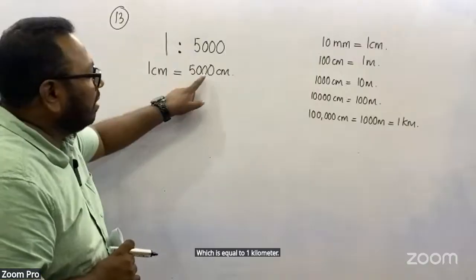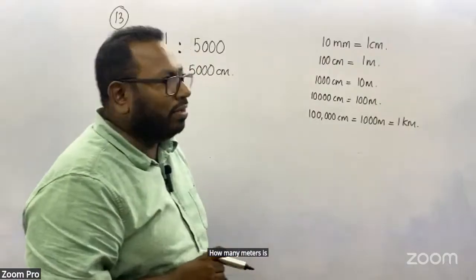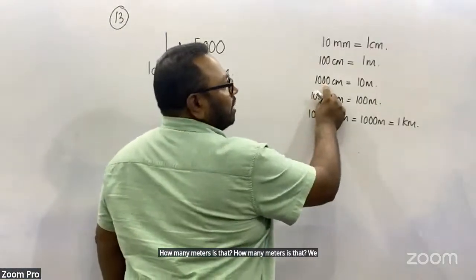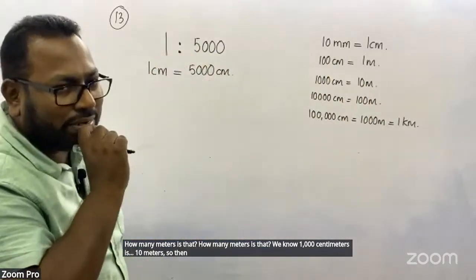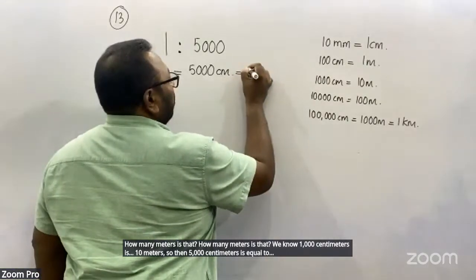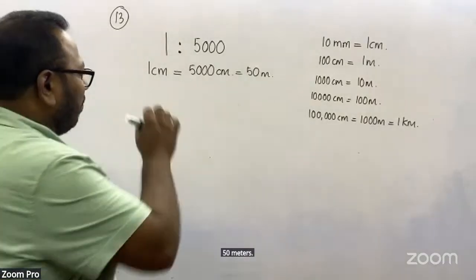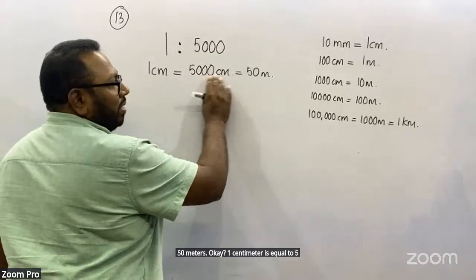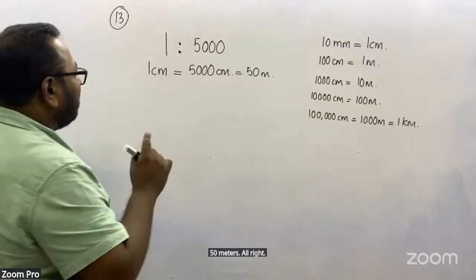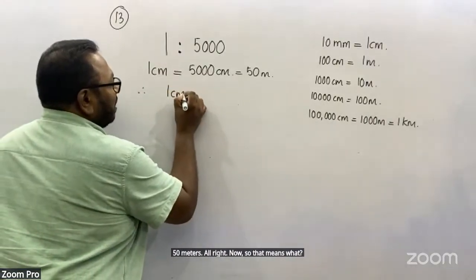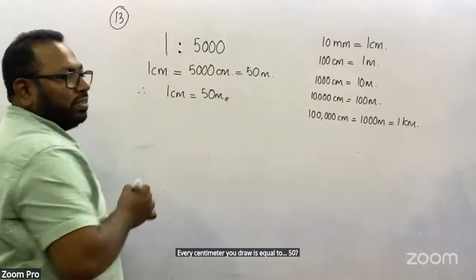Now, here, if it is 5,000 centimeters, children, how many meters is that? We know 1,000 centimeters is 10 meters. So then 5,000 centimeters is equal to 50 meters. Okay. 1 centimeter is equal to 5,000 centimeters, which is equal to 50 meters. All right. Now, so that means what? Every centimeter you draw is equal to 50 meters.